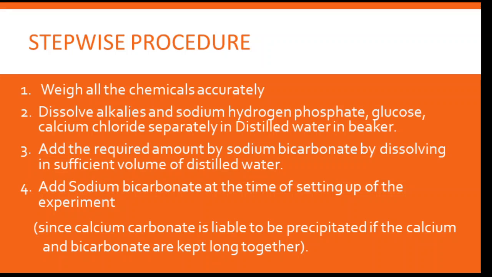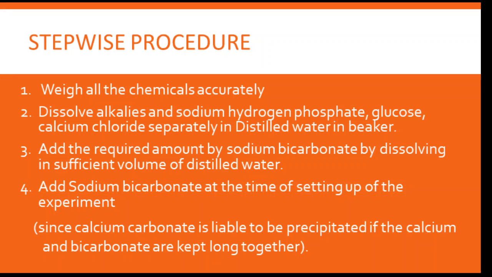And in another beaker we will add sodium bicarbonate in distilled water. We stir it and we make a clear solution, and both of the solutions should be kept aside. When we start the experiment we will mix both the solutions and we'll make a frog Ringer solution.